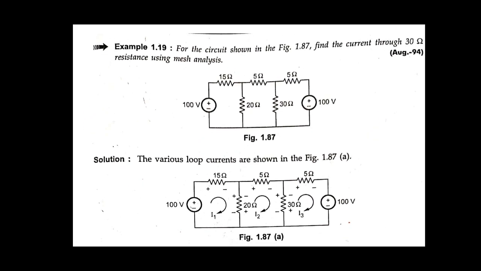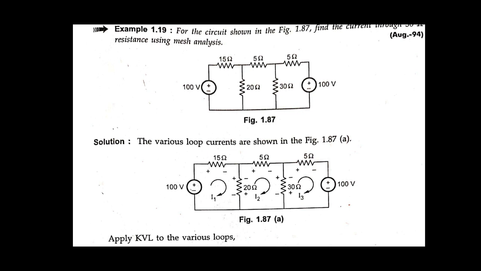For the circuit shown in the figure, we have to find the current through the 30 ohm resistance using mesh analysis. The 30 ohm resistance is shown here, and we have to find the current through that resistance. Before that, we have to consider the loop currents.